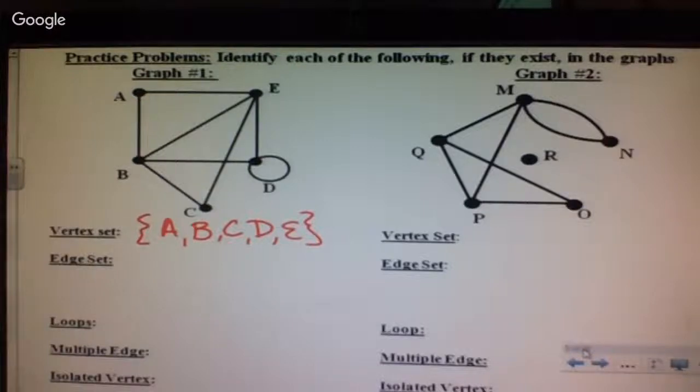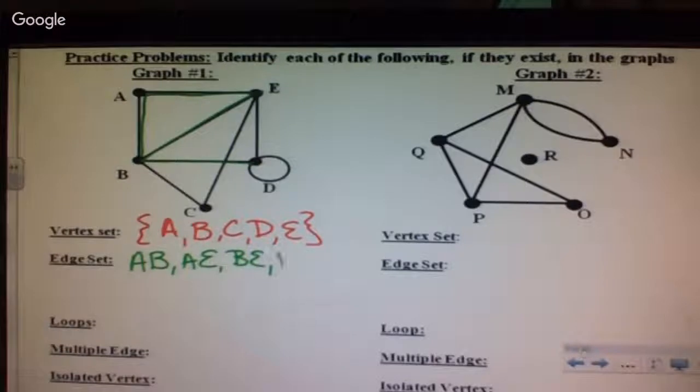Your edge set, again, be very, very careful. I trace my lines as I write them. So I make sure I don't duplicate what I've already written, and I make sure that I get every line that is there. So I have a line that connects A to B. I have a line that connects A to E. I have a line that connects B to E. These don't have to be in a specific order as long as you have them all listed.